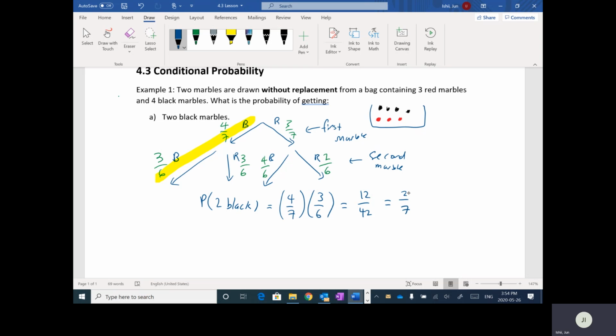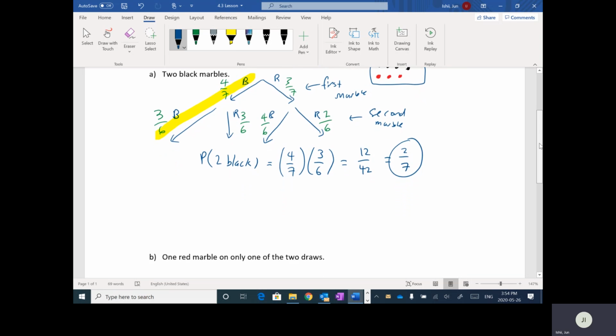Okay, so in this case, the probability of holding 2 black marbles is black and then black. Okay, so those 2 there. All right, cool. And to get the actual probability of that happening, you're going to multiply the 2 probabilities together. All right, cool. So let's go on to the next one here.